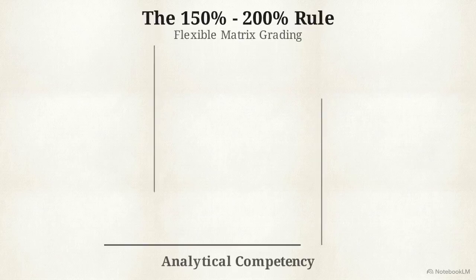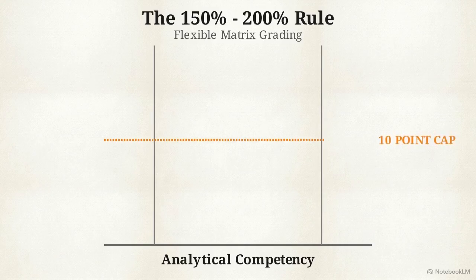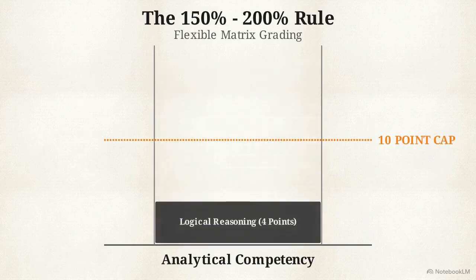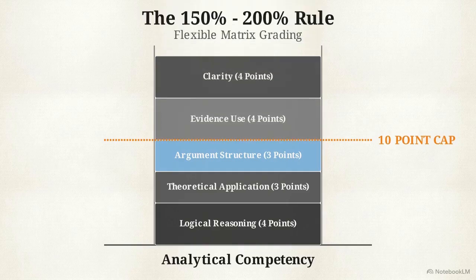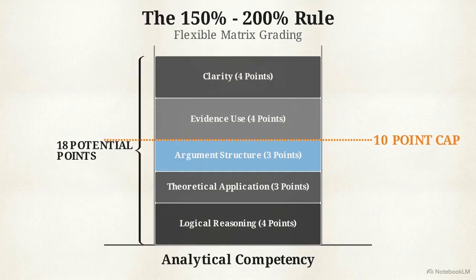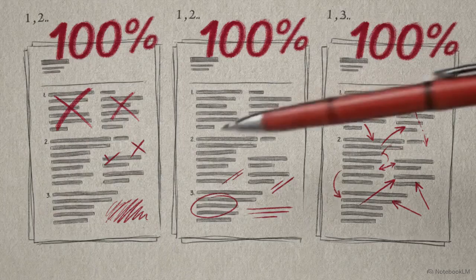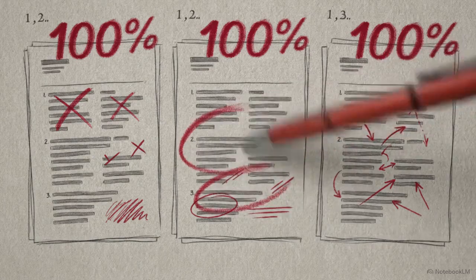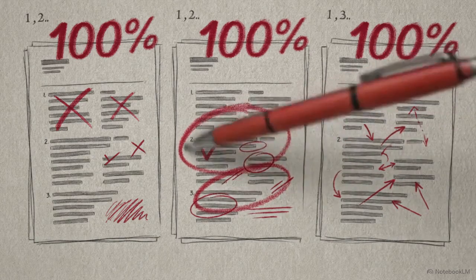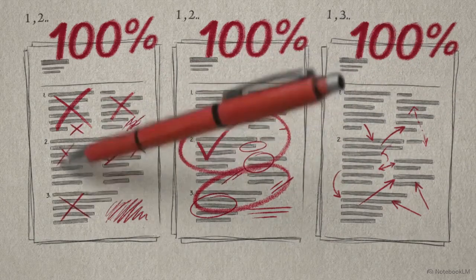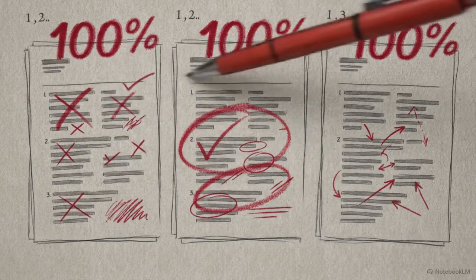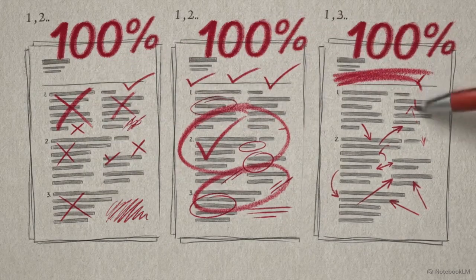To handle open-ended assignments, where students might take different approaches, the matrix relies on the 150 to 200% rule. If the analytical category is capped at 10 points, the individual attributes inside that category should sum up to a total of 18 or 20 potential points. By offering an excess of potential points, the matrix does not force students to conform to a single rigid answer key. They can hit the maximum score through multiple, personalized pathways of academic excellence.